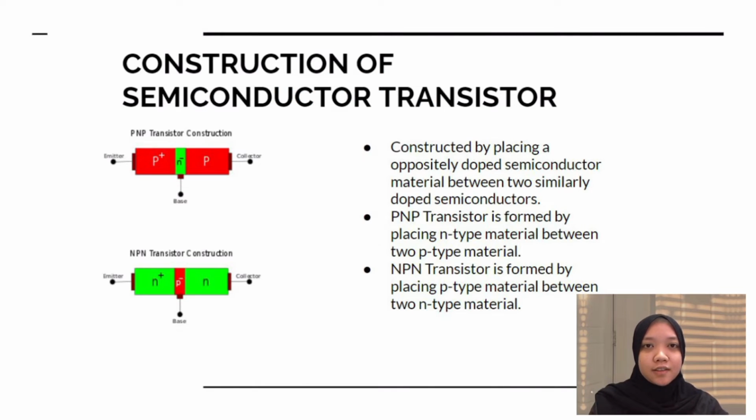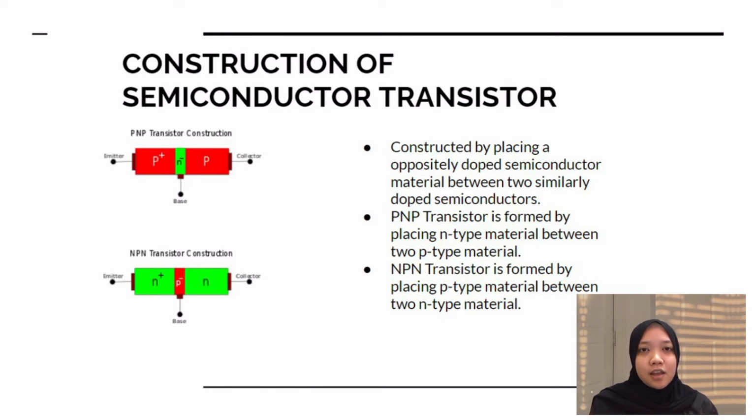Hello, my name is Nur Hazira and I will present about the construction of semiconductor transistor. A transistor is constructed by placing an oppositely doped semiconductor material between two similarly doped semiconductors. Semiconductor transistors are manufactured in two types, PNP and NPN. PNP transistor is formed by placing N-type material between two P-type materials. NPN transistor is formed by placing P-type material between two N-type materials.